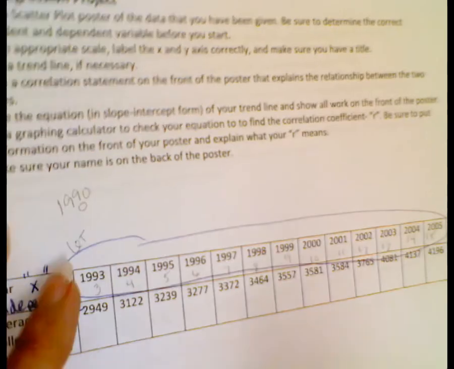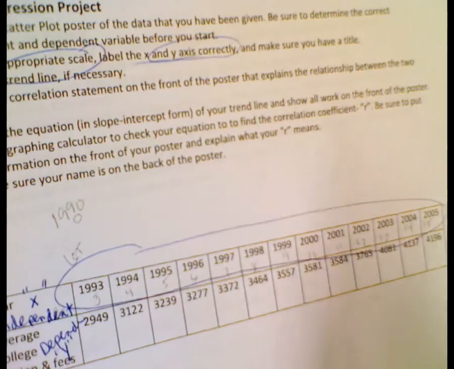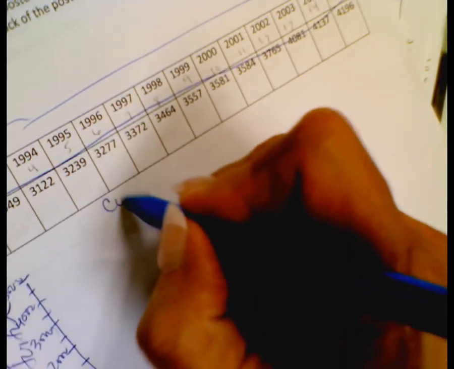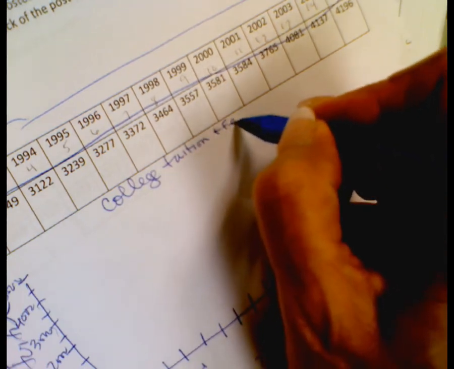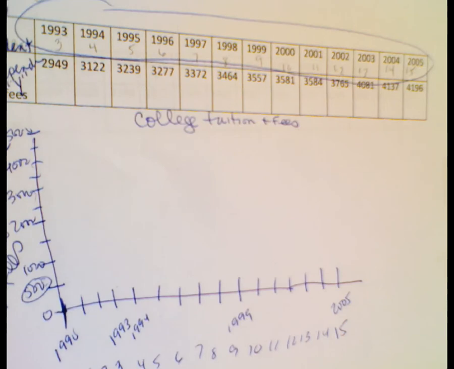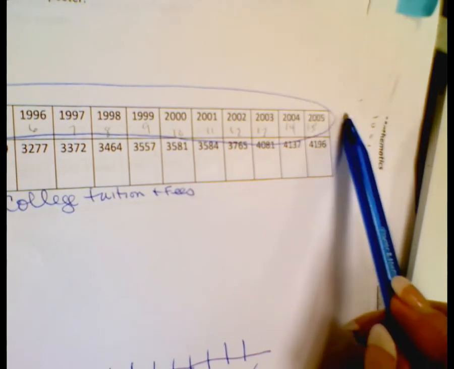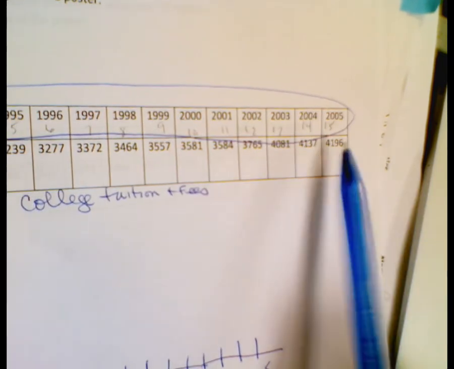Now, if you notice, it says use appropriate scale. Label X and Y axis correctly. And make sure you have a title. Do we have a title yet? What do you think this is about? This is about the yearly college tuition and fees as they go up. So I'd say college tuition and fees. And that's pretty important to you guys, right? Because you're seniors, most of you, going to college. How much is college going to cost you? Tuition and fees. This is not nearly enough. I can tell you that right now. This is 2005. In 2018, just as an example, Notre Dame, where my son's going to school, is $71,000. So this is a little low.